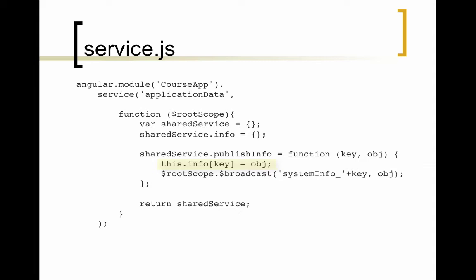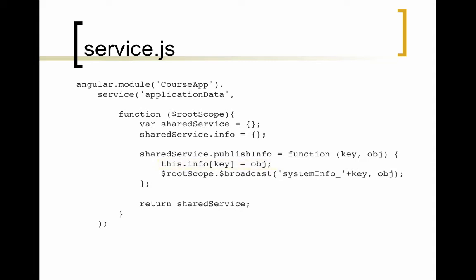So I'm storing to this.info, in other words, that object that I created, sharedService.info. I'm storing into that this.info square brackets and the key that is to be passed in, and I'm assigning to that particular object the object that was passed in.